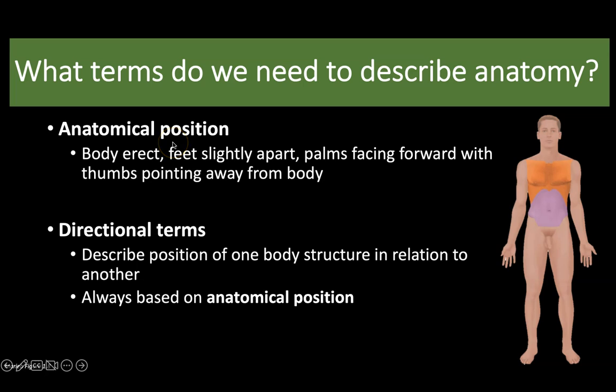So, anatomical position. Here's a definition from your textbook. Body erect, feet slightly apart, palms facing forward with the thumbs pointing away from the body. And this is demonstrated in this illustration from your textbook. So you can see here that the thumbs are facing away from the body. The person is standing upright with the legs slightly spread, feet facing forward, normally, I suppose. The big one here is thumbs are facing out, so palms forward.